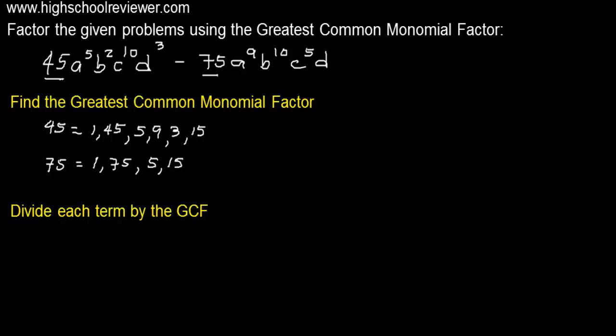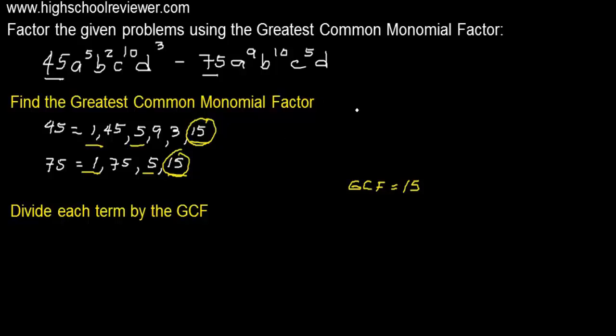So the common factors here, we have 1, and then we also have 5 and 15. But the greatest common factor among the three is 15. So part of our GCF now will be equal to 15. Let's find the remaining factors.